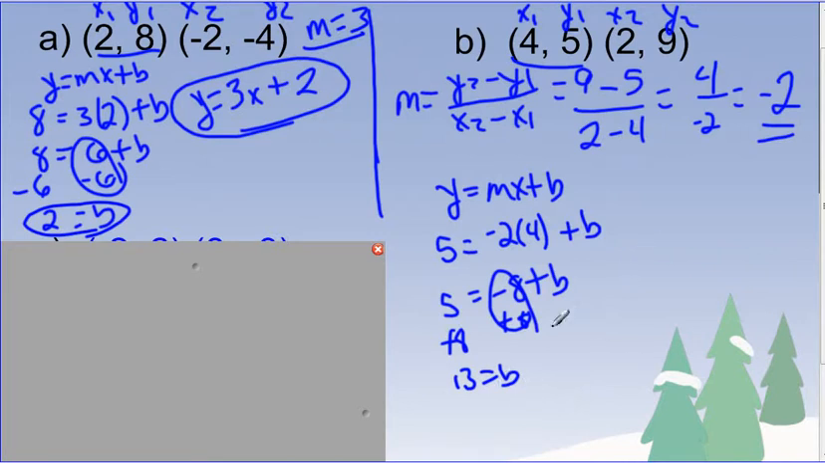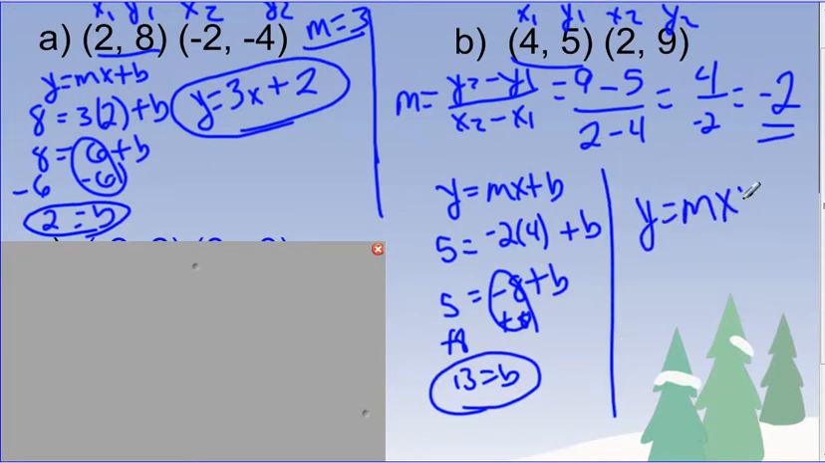which means now I have my b, I have my m. I can write this equation as y equals mx plus b. M we said was negative 2. B is a positive 13. Positive 13. And we have it. Y equals, there's my m, my slope, x, plus, there's my intercept, 13.